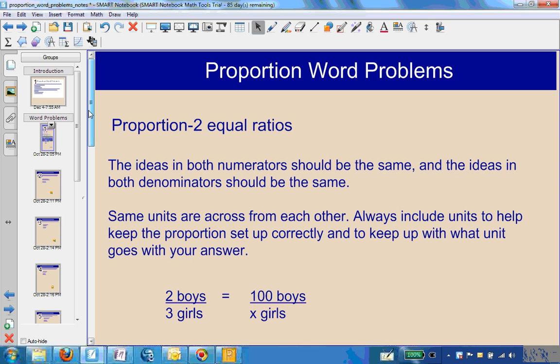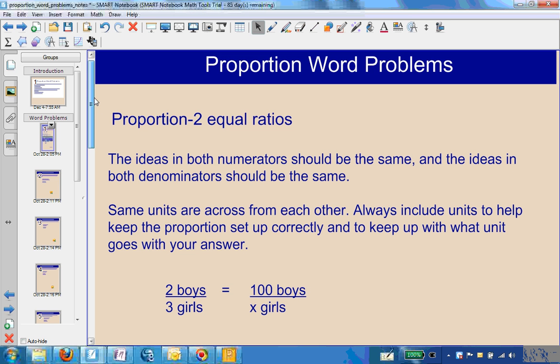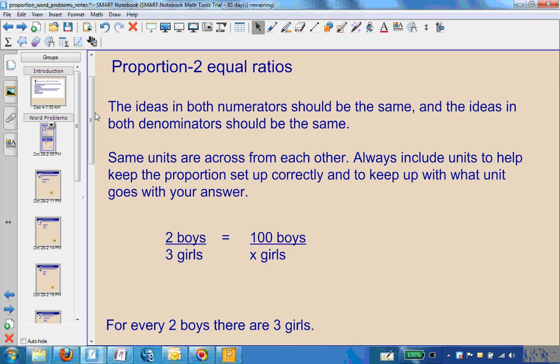Today we're going to learn how to use proportions to solve word problems. The main thing you want to keep in mind when you're working with proportions and word problems is to focus on your units. We always want same units to be across from each other. So here I have boys across from boys, and I have girls across from girls.